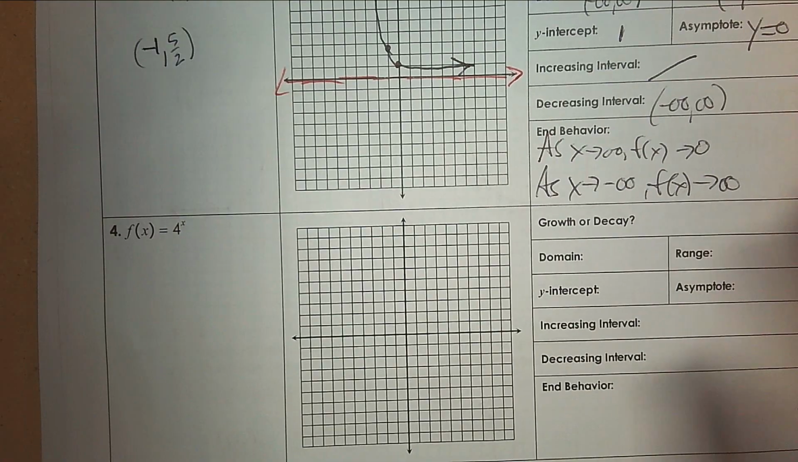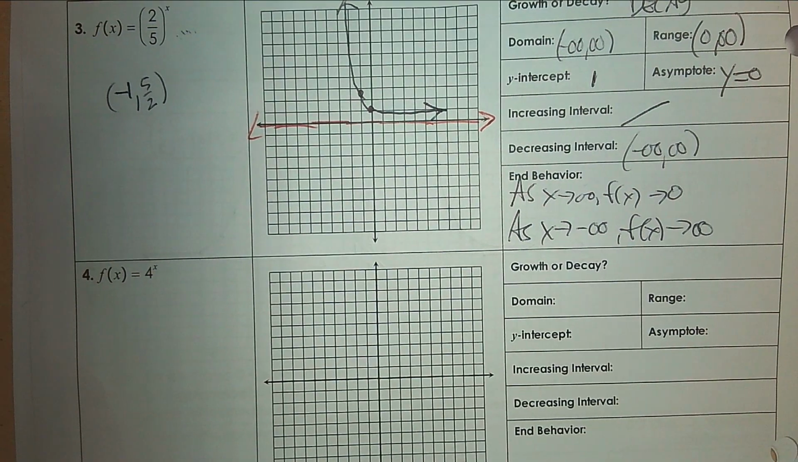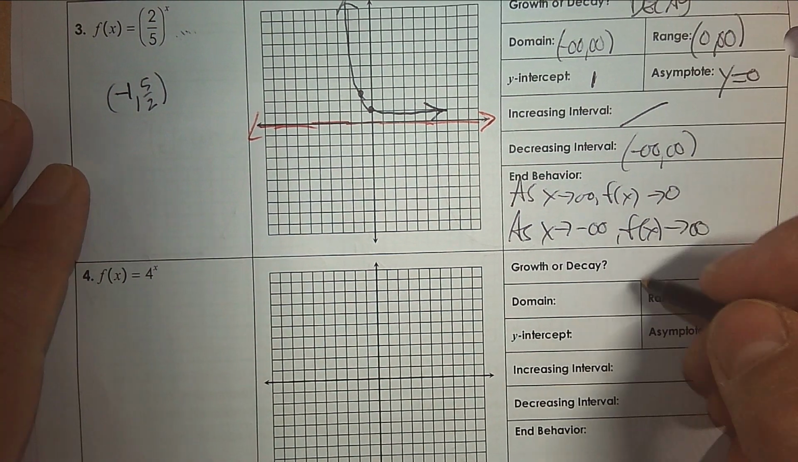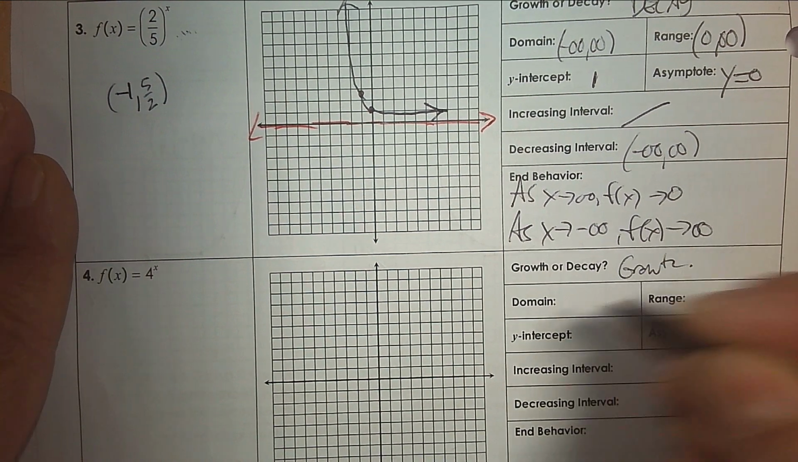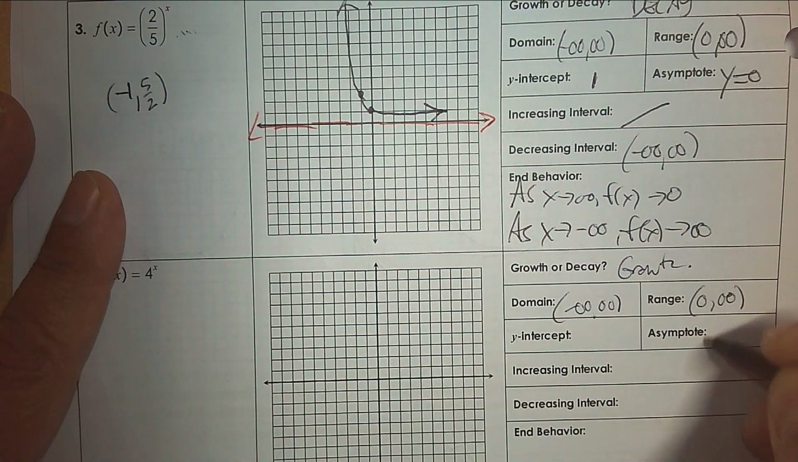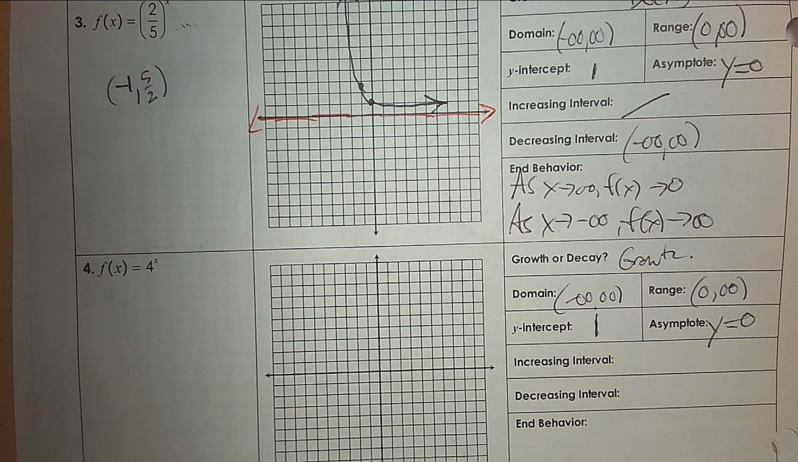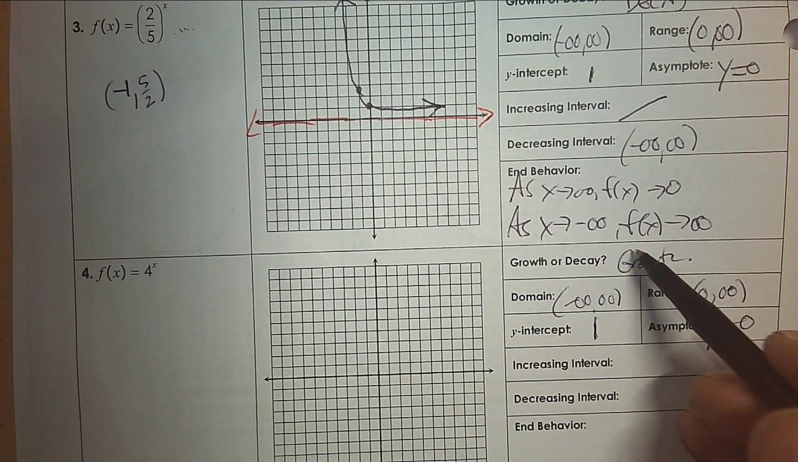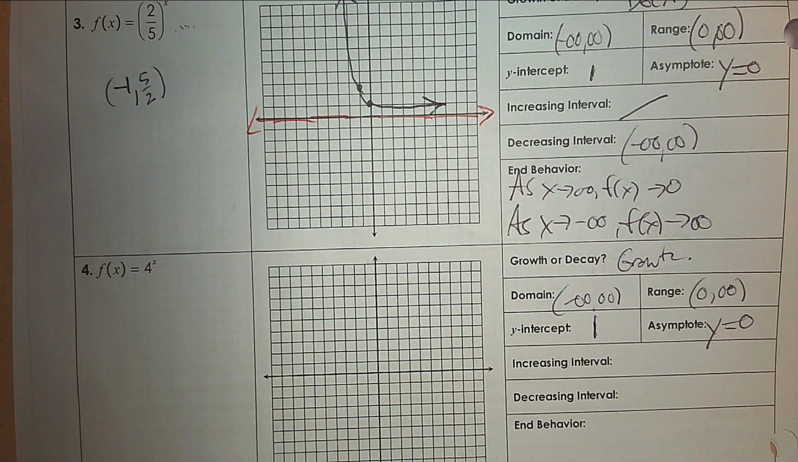Number 4. Is that a growth or decay model? 4 to the x. Why is it growing? Because the base is bigger than 1. The domain is all real numbers. The range goes from 0 to infinity. The asymptote is 0 and the Y-intercept is 1. That never changed, did it? What changes is, does it grow or decay, and then increasing, decreasing in behavior. That you just have to think through.